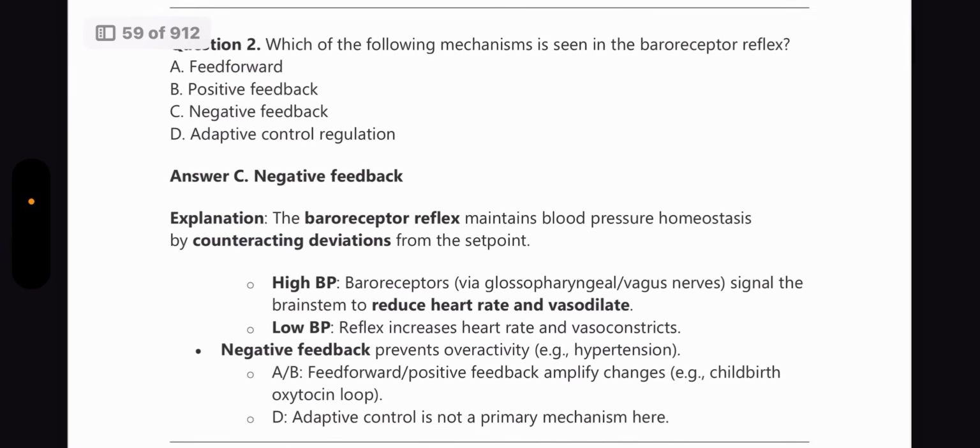Which of the following mechanisms is seen in baroreceptor reflex? Answer is negative feedback. The baroreceptor reflex maintains BP homeostasis by counteracting deviations from the set point. So when there's high BP, baroreceptors via the glossopharyngeal or the vagus nerves signal the brainstem to reduce the heart rate and vasodilate. When there's low BP, the reflex increases heart rate and vasoconstricts. A negative feedback prevents overactivity, for example hypertension.